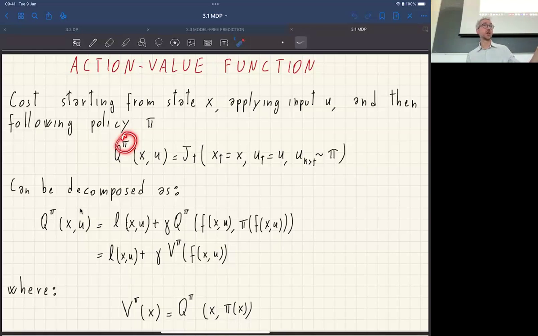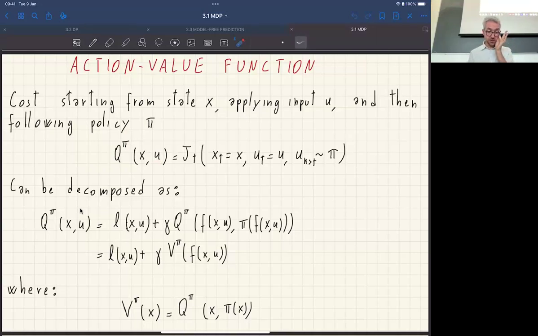It's very similar to the concept of the value function. But the value function does not depend on the initial action, because the initial action is supposed to be taken following the policy pi. Whereas here, the initial action u could be taken from a different policy, which is not pi. That's the only difference between the Q function and the value function.